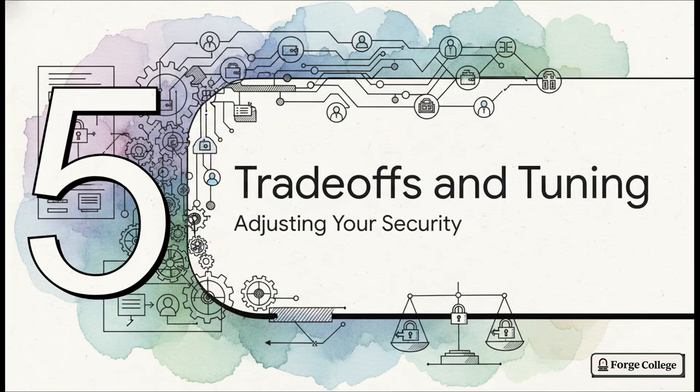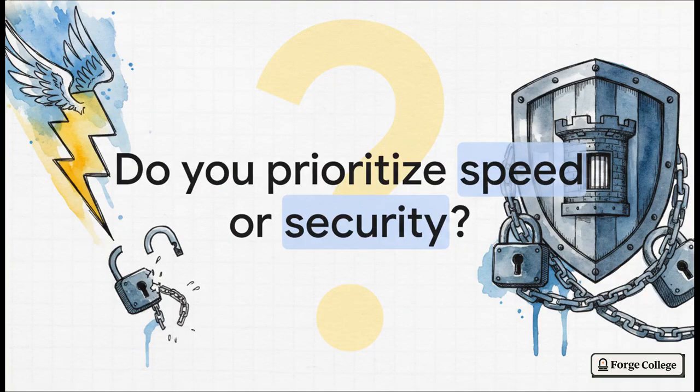Let's move to our final section, Section 5, Trade-offs and Tuning. Let's see how this builds into practical application. The fundamental question you've got to ask yourself here is speed versus security. Every single decision you make, whether that's adding verifiers or changing the number of required approvals, is a direct trade-off between recovery speed and resistance to collusion. Do you want lightning-fast recovery, or do you want maximum, impenetrable security?